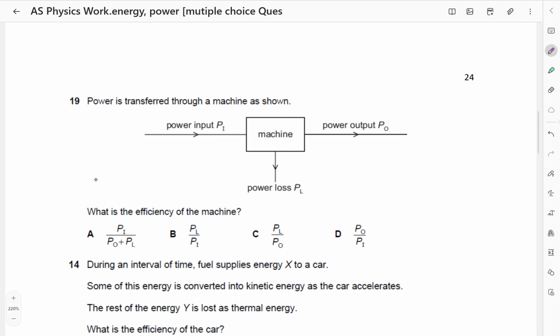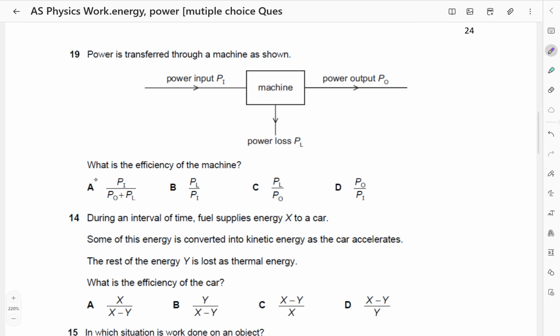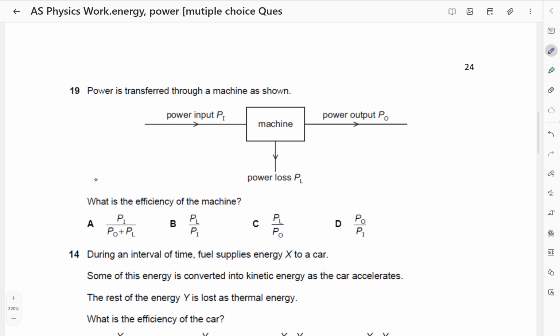Power is transferred through a machine as shown. What is the efficiency of the machine? So remember, efficiency is the useful power output over the power input. So power input is Pi, power output is P naught. So it means the answer is automatically D without wasting time. The answer will be D.